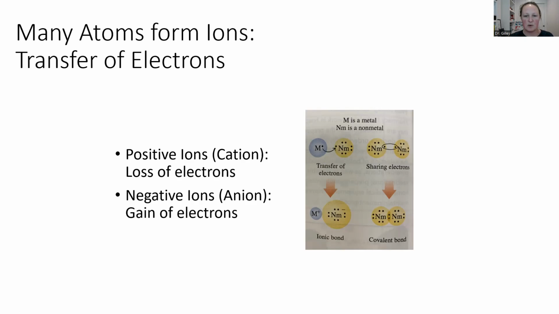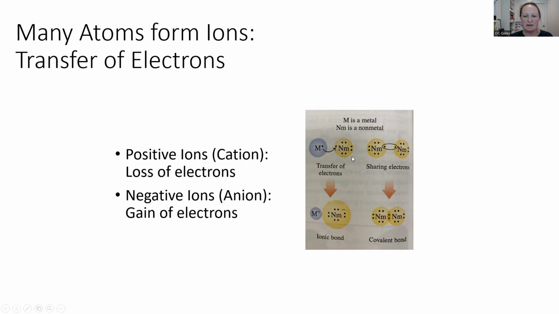And so this is a formal transfer of electrons. The metal, which has lost an electron, because electrons are negatively charged, when it loses an electron, it becomes a positively charged ion called a cation.